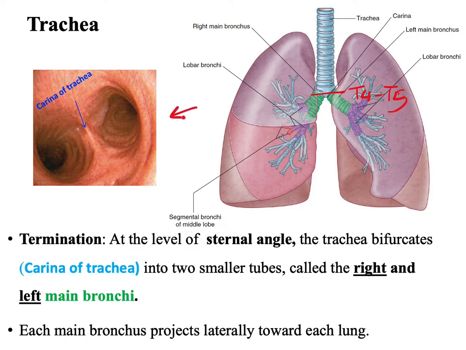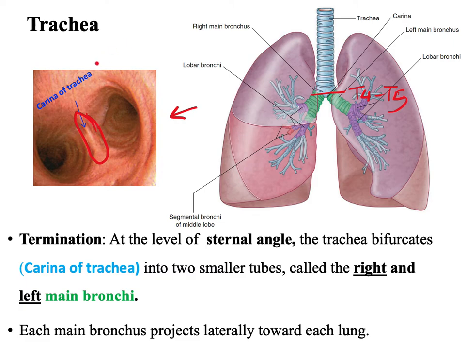Here is an internal view of the trachea. It bifurcates into the right and left main bronchi, and this area is known as the carina of the trachea. The carina of the trachea, guys, is the most sensitive area of the trachea and larynx for triggering the cough reflex.